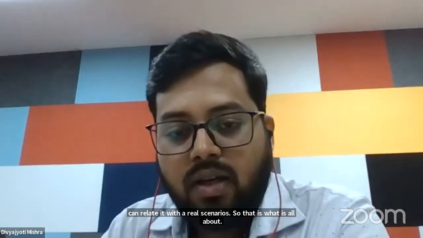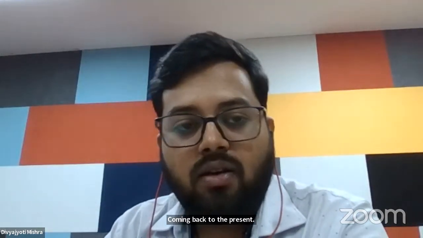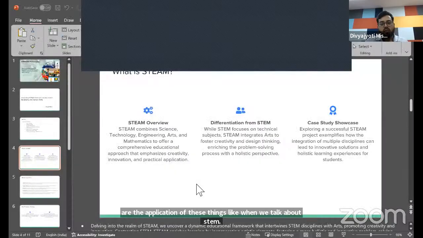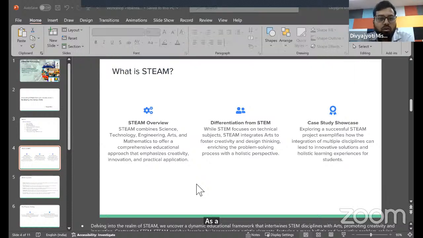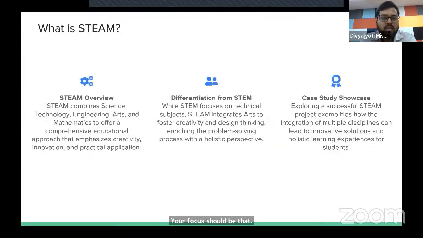Coming back to the presentation now, what are the applications of these things? When we talk about STEM, where are we going to use it in real world scenarios? So as a teacher or as an educator, when you are delivering content to students, your focus should be that the concept you are teaching is more relatable to them. You can give them some relevant examples while teaching the concepts, where they can visualize the application of those concepts in real world scenarios.